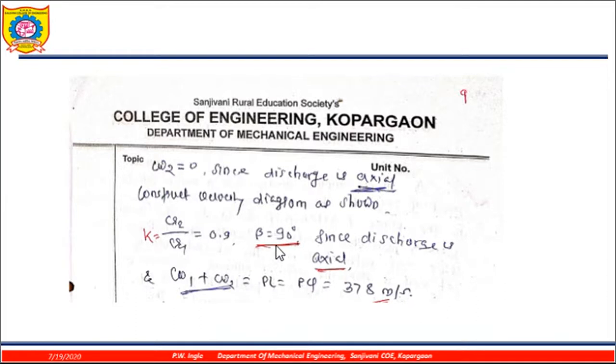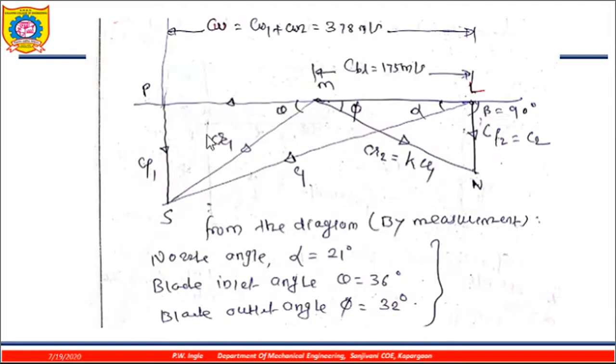K equal to 0.9, beta is 90 and CW1 plus CW2 equal to 378. So you draw the velocity triangle, you will find it very simple. First of all C1 and alpha angle, then drop the perpendicular. By constructing the velocity triangle, you will get nozzle angle alpha equal to 21 degree, blade inlet angle theta equal to 36 degree, and blade outlet angle phi equal to 32 degree.